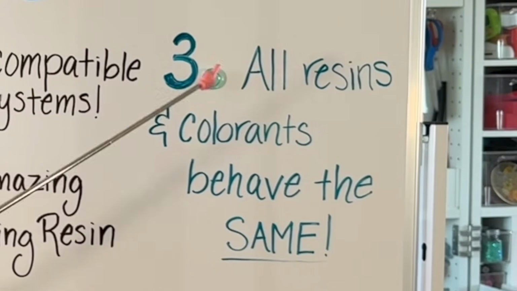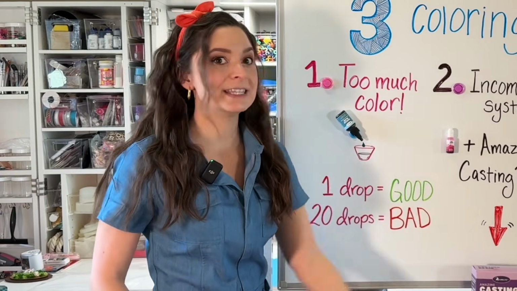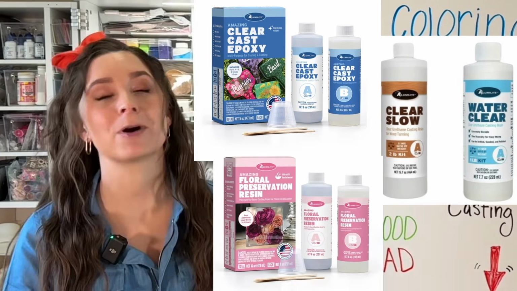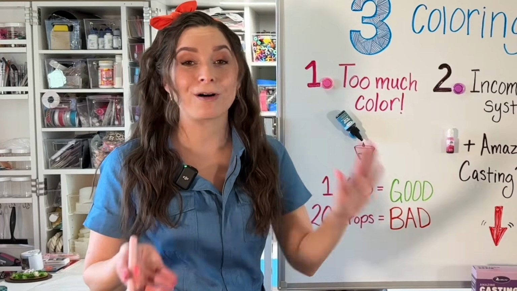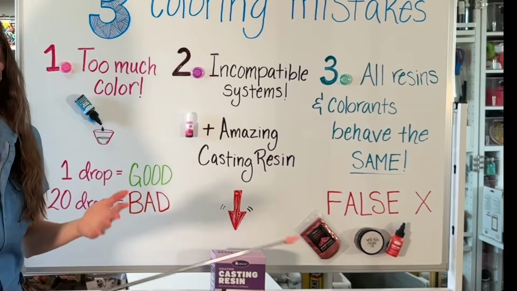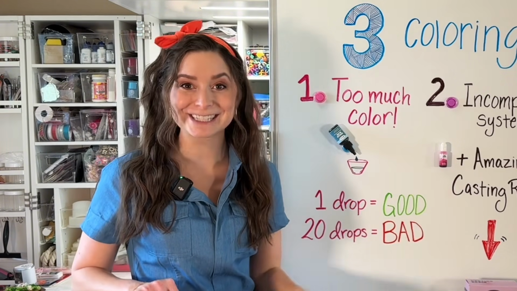And number 3, all resins and colorants behave the same. That is false, absolutely. They're so different. I mean, resins in general, resins, epoxies, urethanes, polyaspartics, the list goes on, are all going to behave completely differently. And the same thing goes with your colorants. They are going to behave differently as well. So make sure you're choosing the right colorant for your project.